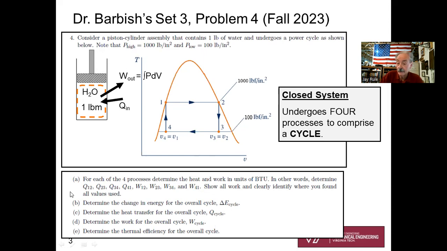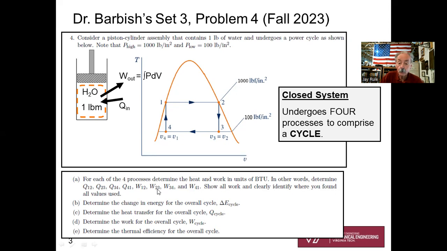So let's look at what your homework is. You're asked to find the heat transfer Qn for each of the 4 processes. Let's satisfy ourselves that we've got a cycle. We've got 4 processes: 1 to 2, 2 to 3, 3 to 4, and then 4 to 1 takes us right back to where we started. That's a cycle. Okay, so part A: determine the heat transfer Qn for each of those 4 processes. Okay, that's kind of a lot.